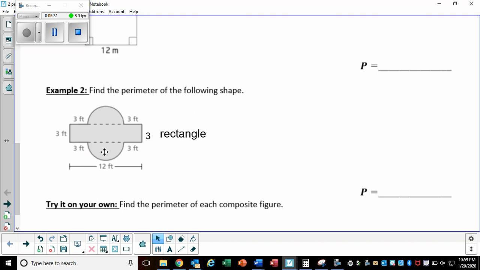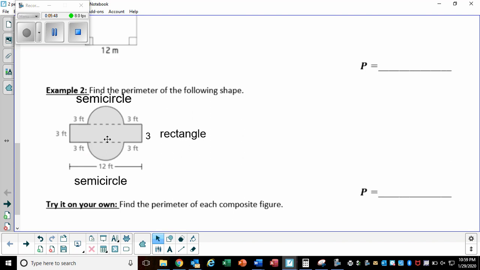And then these half circles right here. Yes, they're half a circle, but we call them semicircles. So you're going to see that word a lot. Semicircle is half a circle. Okay, so I have a semicircle up here and a semicircle right here.